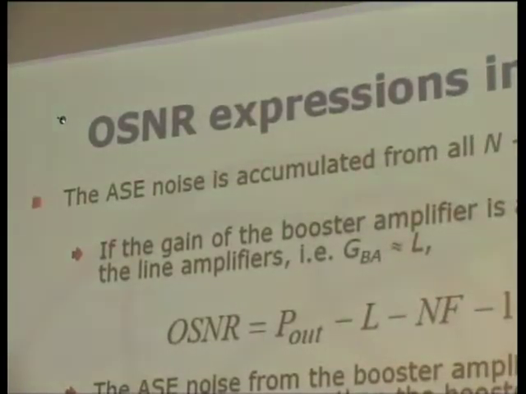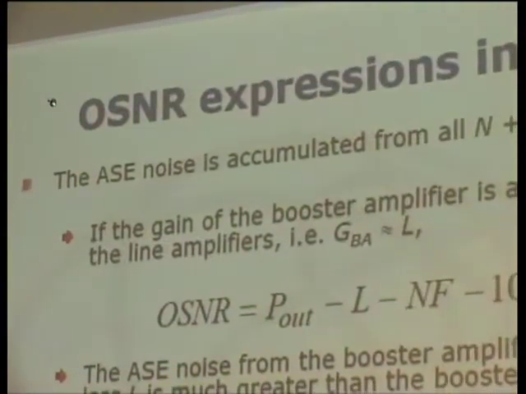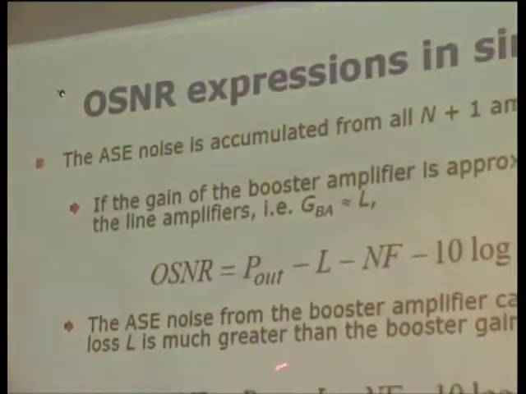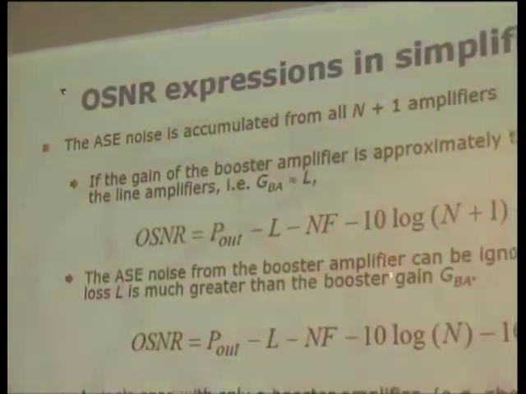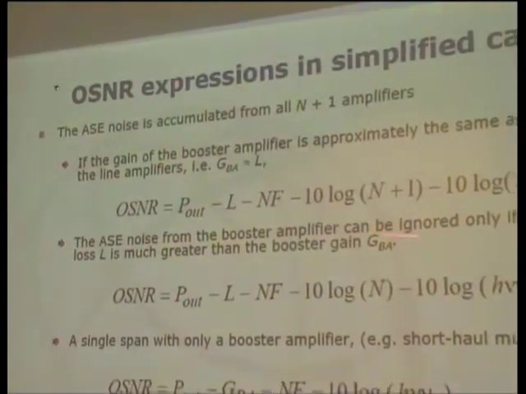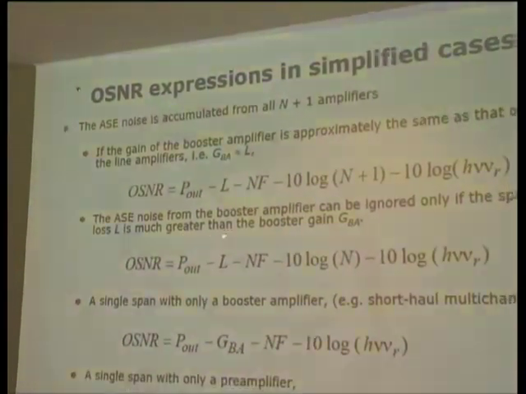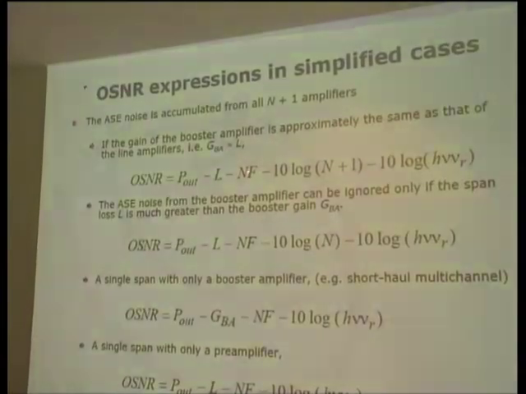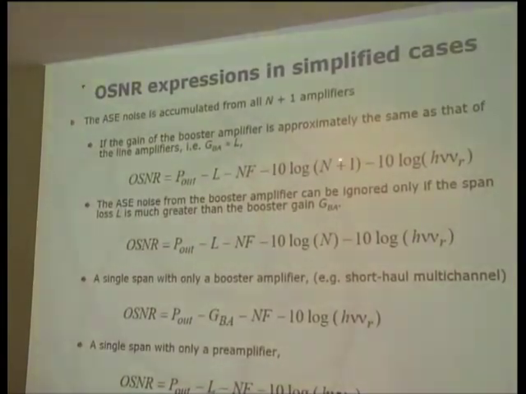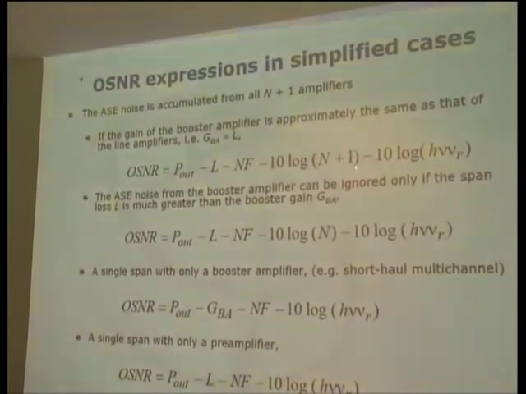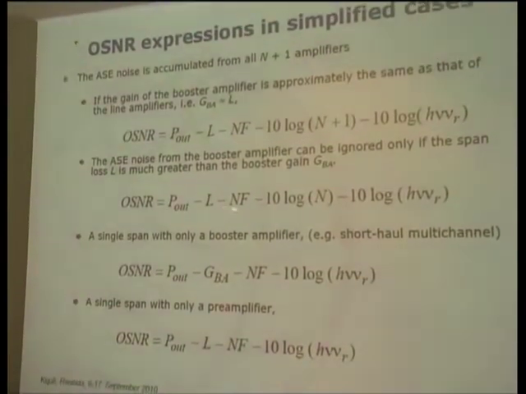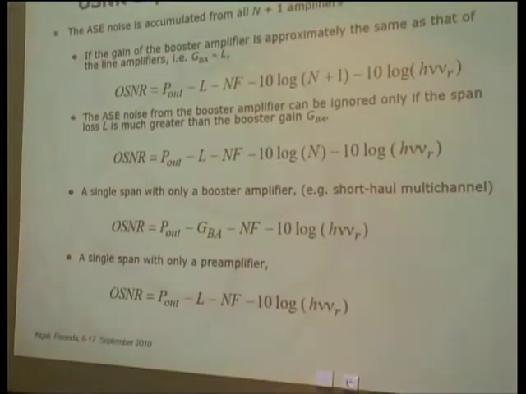amplifier and number of amplifier. This is just a constant value, okay? And the AC noise from the booster amplifier can be ignored only if the span loss L is much greater than the booster amplifier gain, that's just a difference. This one disappeared, the contribution of a booster amplifier. So you can take this equation.